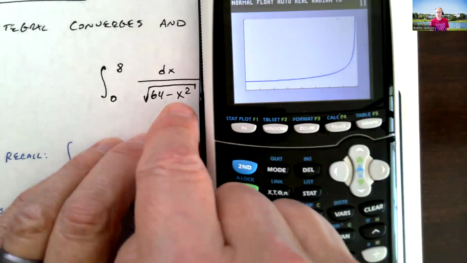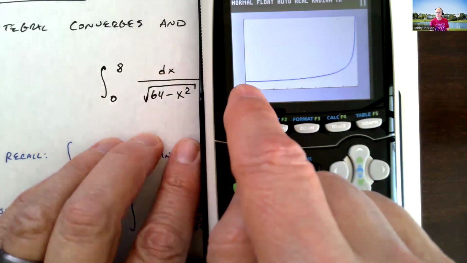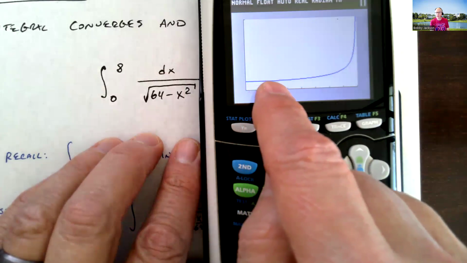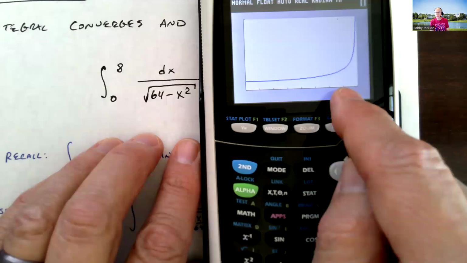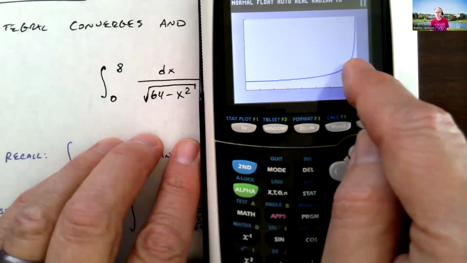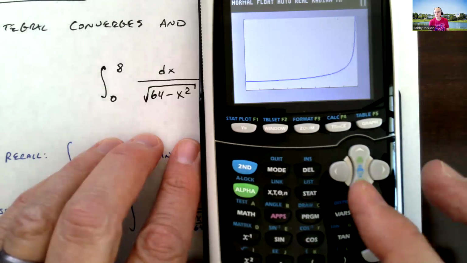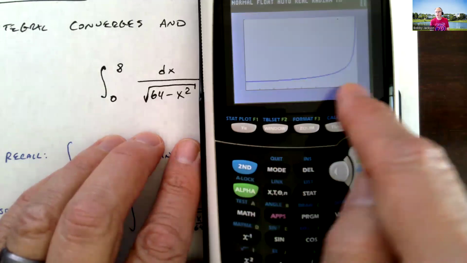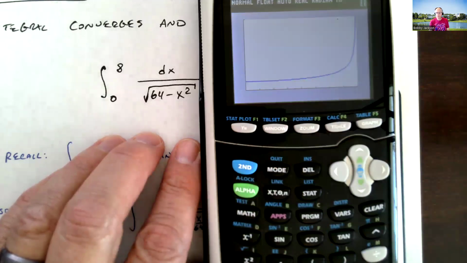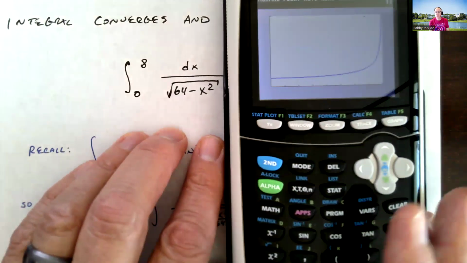Notice when I plug in 0 into the function, I get 1 over the square root of 64, 1/8. So the height of the function is 1/8. And it seems like it stays pretty close to 1/8, but then by the time we get to 7, we start moving up. In fact, very rapidly we shoot up. This is a vertical asymptote there, right? So I want to see, can we integrate? Is the area under this curve from 0 to 8 finite? And the answer is actually yes. And the answer is kind of interesting for what that area is actually going to be.